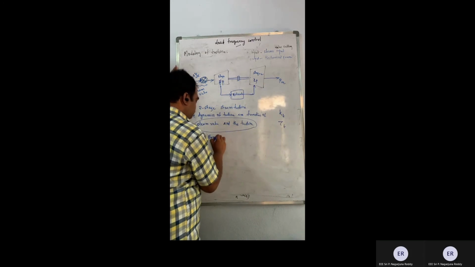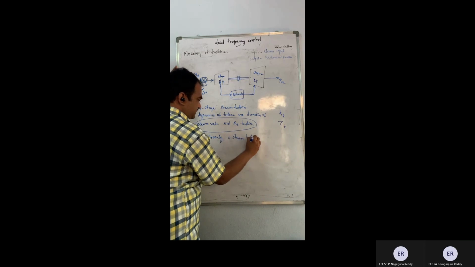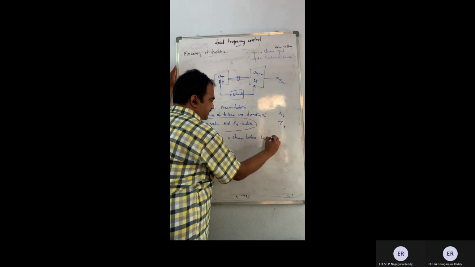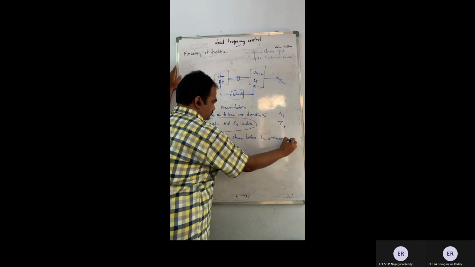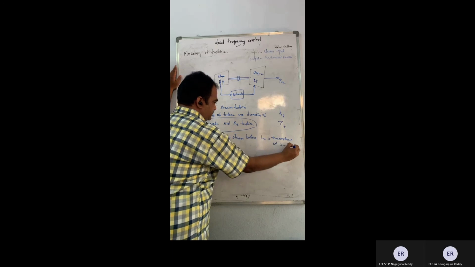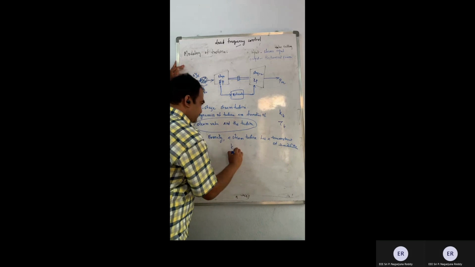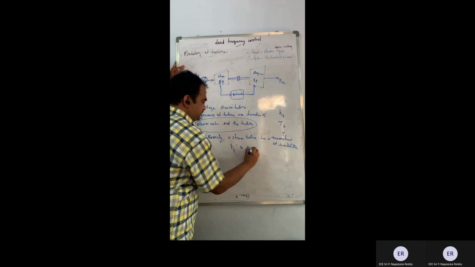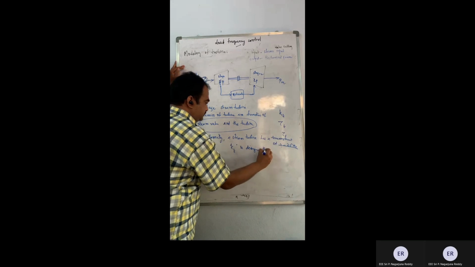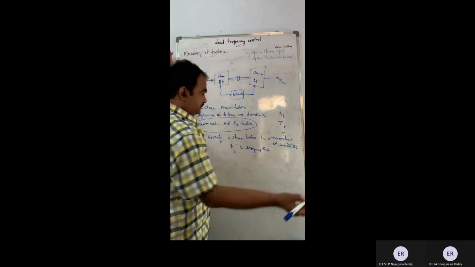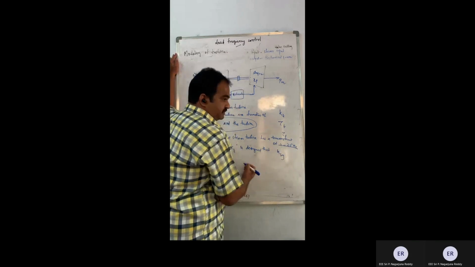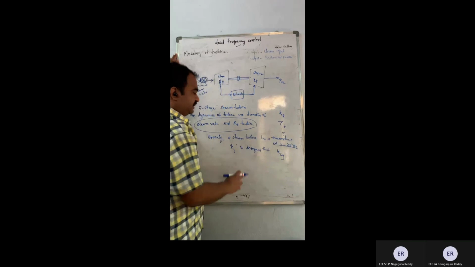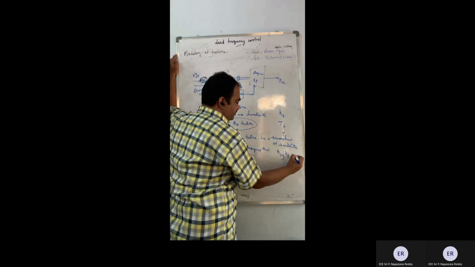Normally, a steam turbine is designed such that it has a time constant of 2 to 2.5 seconds. The gain KT is designed such that, earlier we used to have the speed governor, right? KSG was the gain of the speed governor. KT is designed such that KSG into KT will be approximately equal to 1.